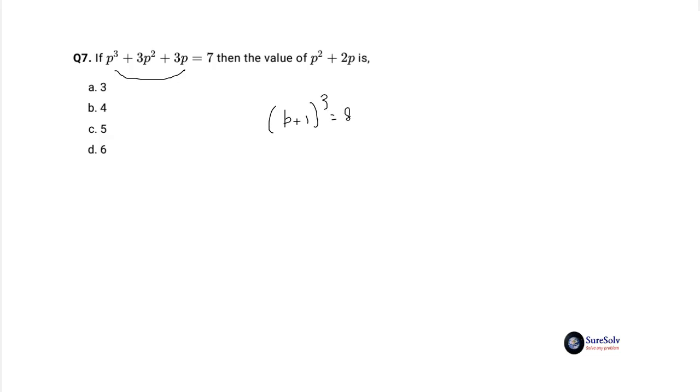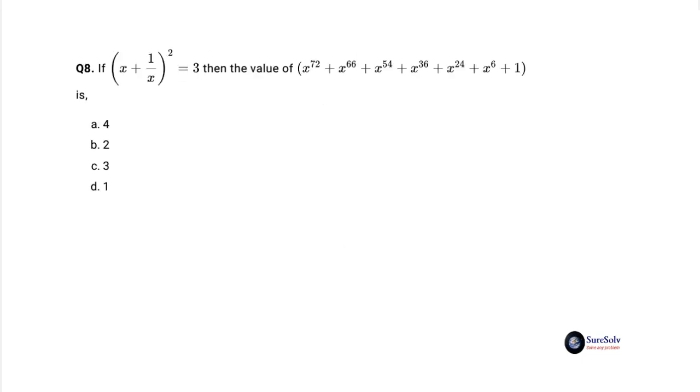Or p plus 1 equal to 2. Square up p square plus 2p plus 1 equal to 4 or p square plus 2p equal to 3. Answer option A, 3. Easily solved in mind. Next problem now.